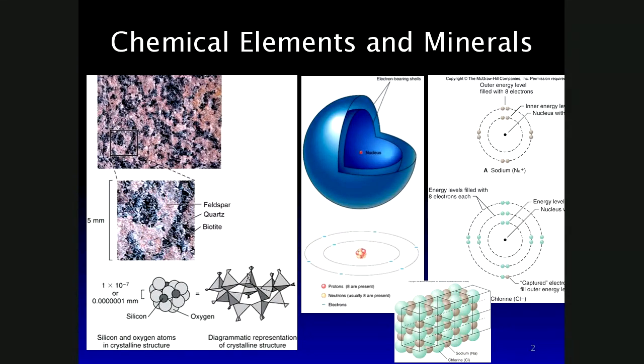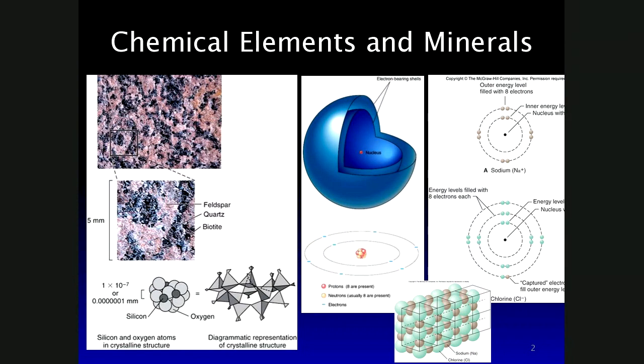So diamonds are solid materials. They have a definite chemical composition. They have an orderly internal structure, and they're naturally formed. So let's see. What we see here, in the leftmost figure, is a rock.